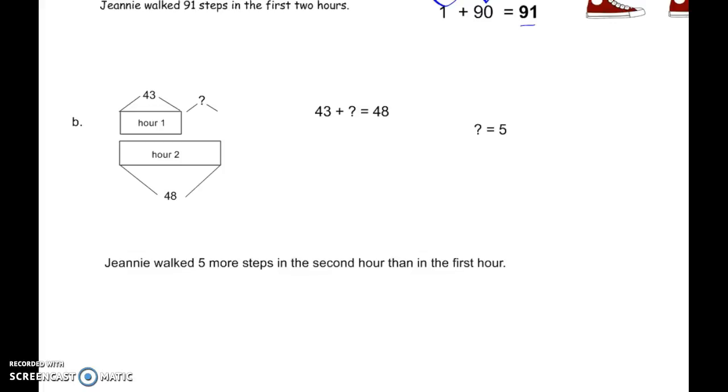If you did not solve the problem correctly, go back and take a look at your problem to see how you solved it, and see if you set the tape diagram up correctly. Hopefully you came up with the exact same answer and you've written the answer in a complete sentence.